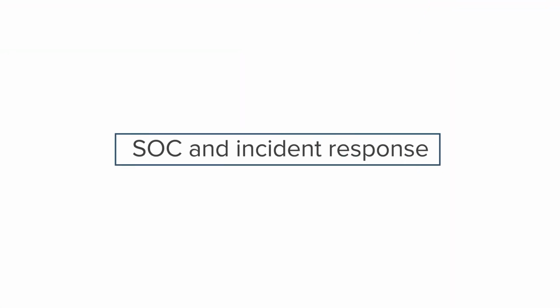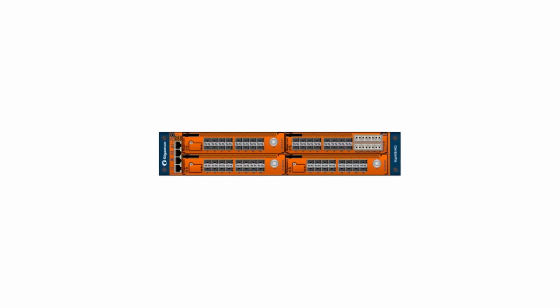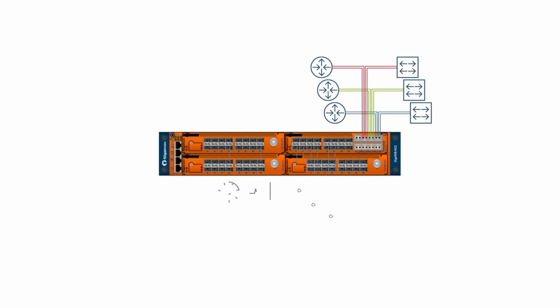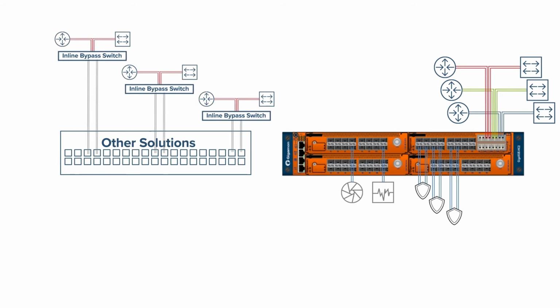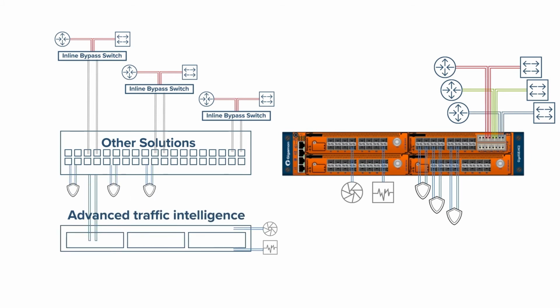To efficiently run a security operations center and expedite incident response, you need a common platform like GigaSecure to quickly provide both your inline and out-of-band tools the appropriate network traffic for analysis. Other solutions require separate appliances for inline bypass and network packet broker. That means more appliances, more rack space, and slower incident response times.